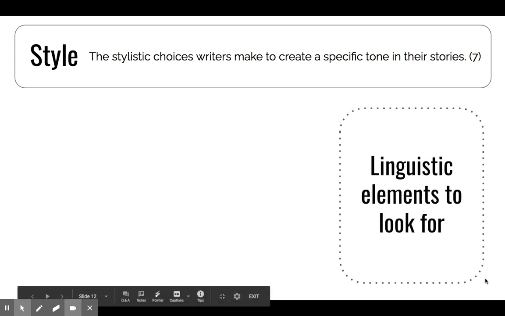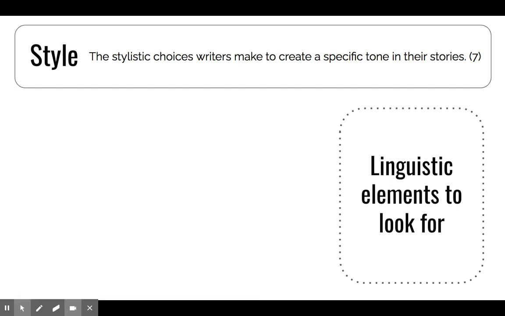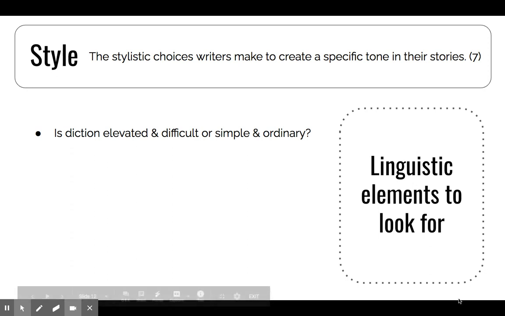So these are linguistic elements to look for. Linguistics means the written word. Language. First of all is the diction, that's word choice. Elevated, difficult, or is it simple and ordinary? Think about when you're reading something, is it pretty easy to follow along? You understand everything that the characters are saying, or are they using strange vocabulary that you're not familiar with? It's kind of your level of understanding and comfortability.